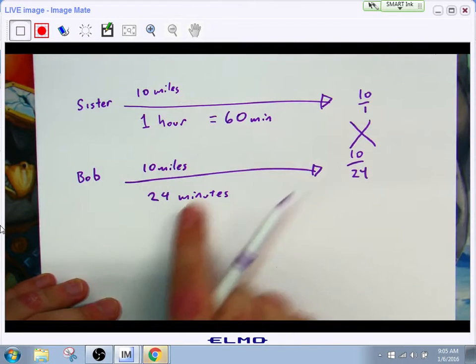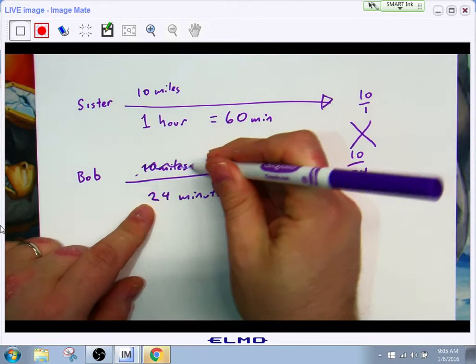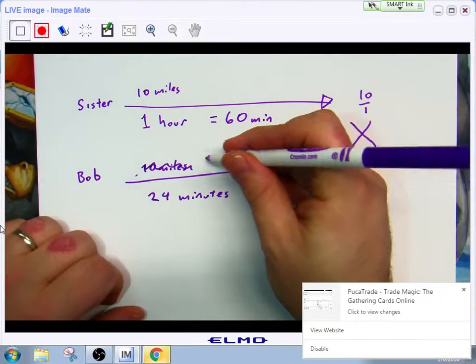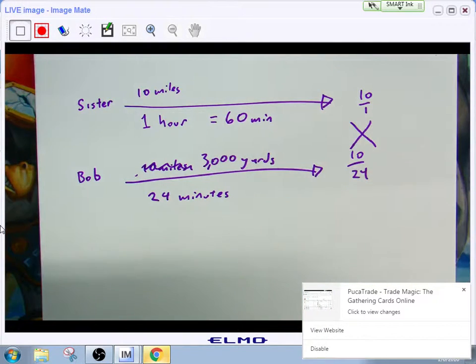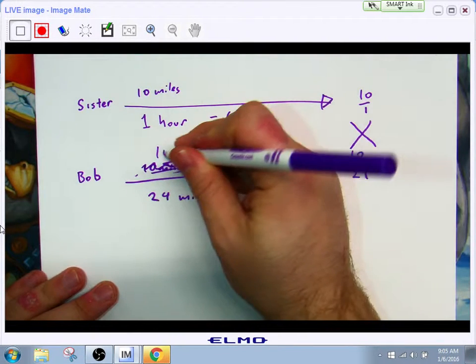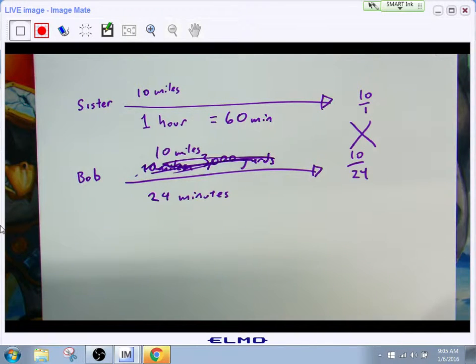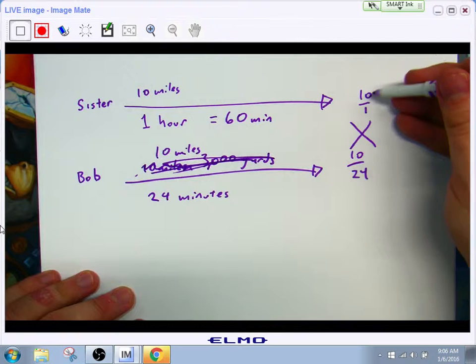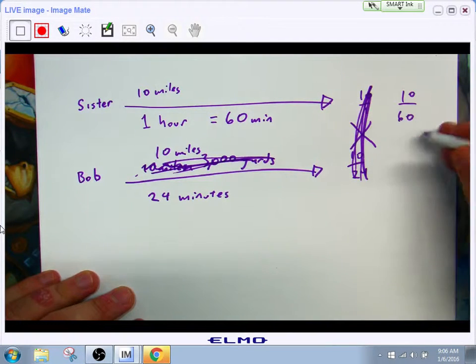Now, if I had instead said, okay, instead of going 10 miles in 24 minutes, he's able to go, I don't know, 3,000 yards. Well, then we have to convert yards to miles or miles to yards to be able to compare their rates. Okay? But I'm just keeping it simple for now. We'll keep it at 10 miles, just so that we're only comparing one. Okay? So suddenly this isn't 10 over 1. Instead, it's 10 over 60 compared to 10 over 24.